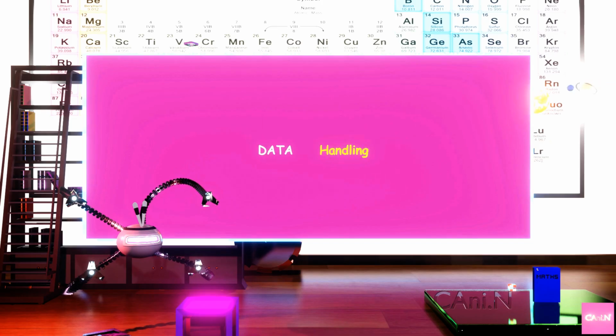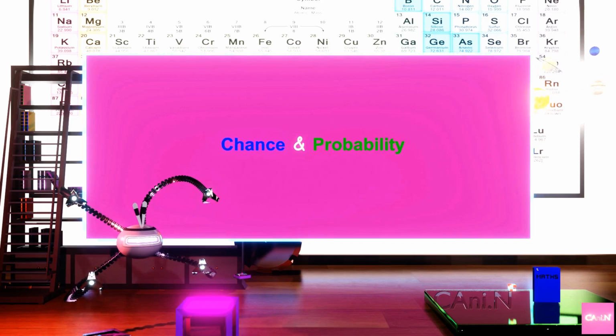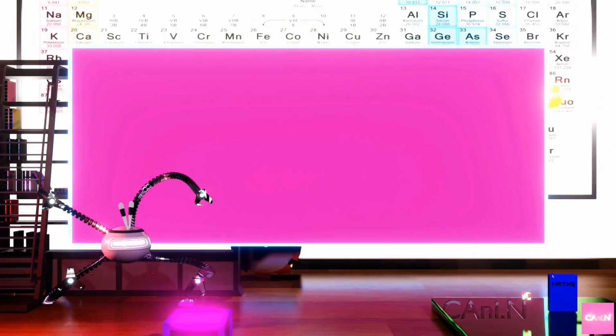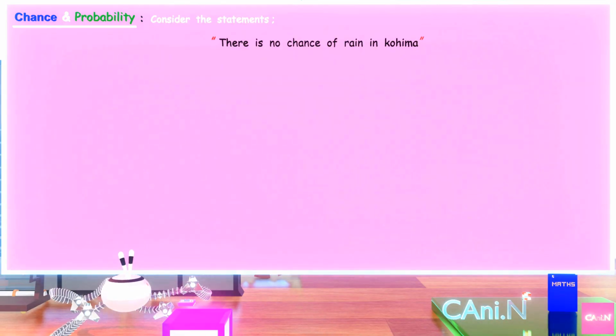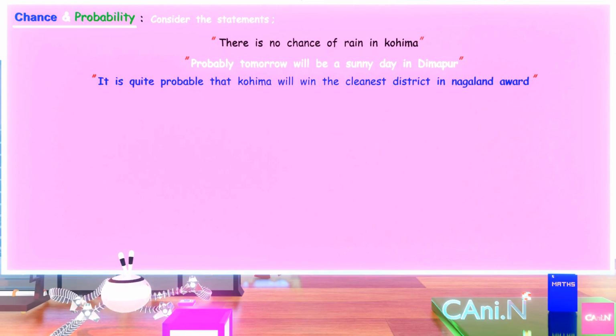Let us continue with our topic on data handling. Subtopic, chances and probability. Consider the statements. There is no chance of rain in Kohima. Probably tomorrow will be a sunny day in Dimapur. It is quite probable that Kohima will win the Cleanest District in Nagaland award.